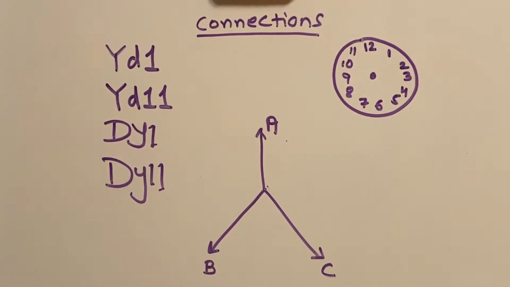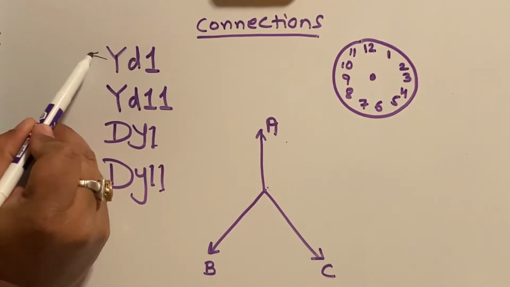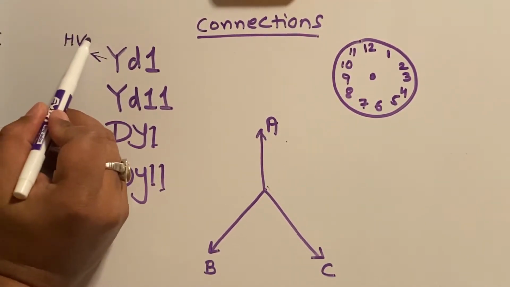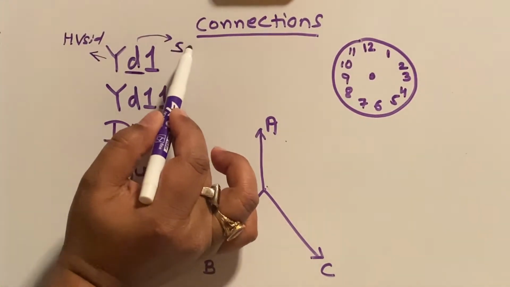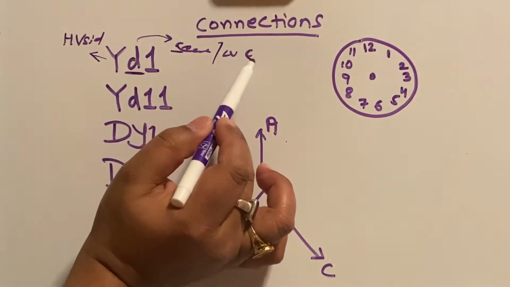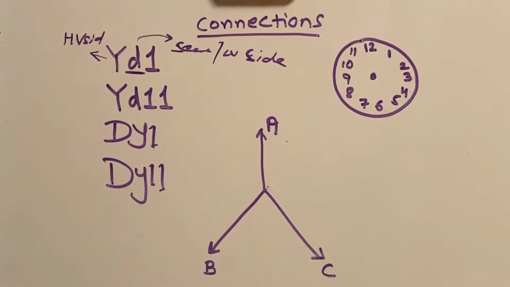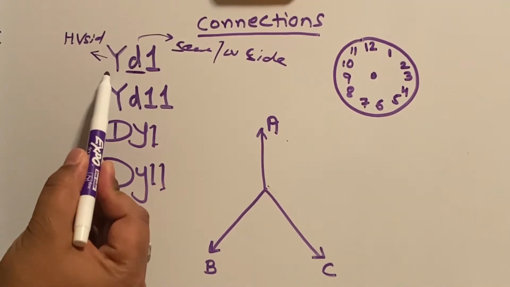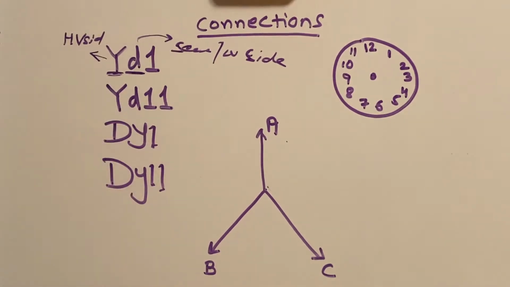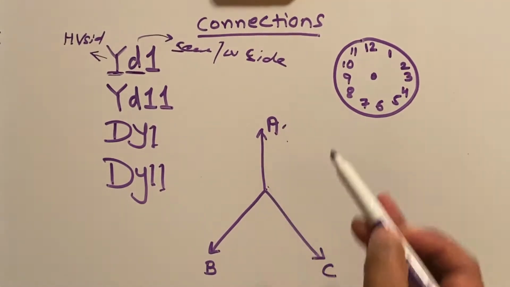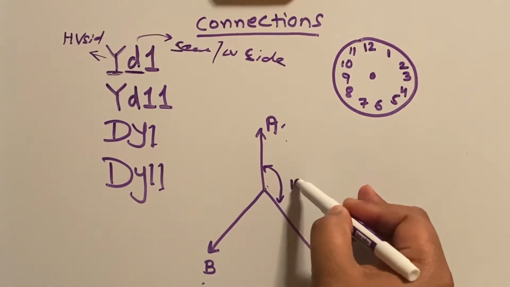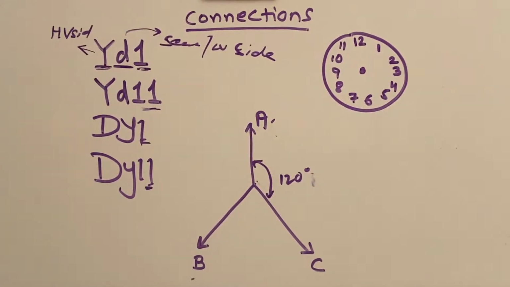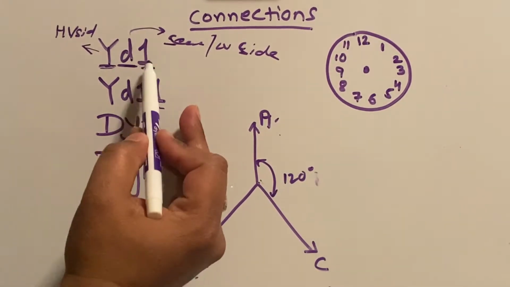So for YD1, since Y is generally the high voltage side and delta, the second letter, represents the secondary side or the low voltage side. Now the reference we are taking is the high voltage side, which is the Y connection. If you see the vector diagram I have made, A, B, C are star connected, 120 degrees apart from each other. Now I'm going to make the delta winding for connection number 1.